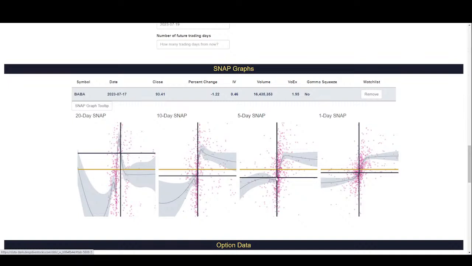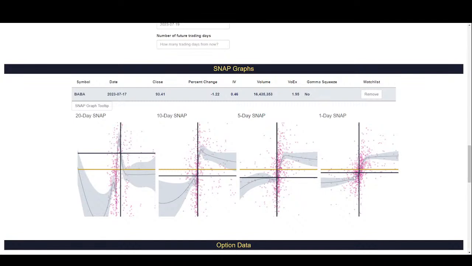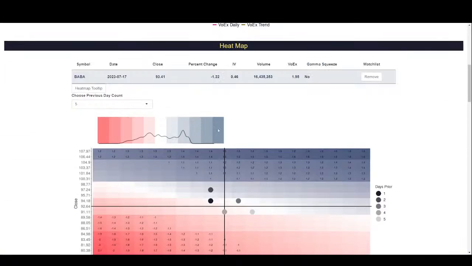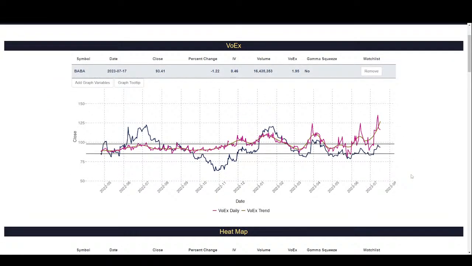So Aaron asks, so spikes are a short-term bearish outlook? We said this yesterday in the stream. Voex spike is usually provoked by excessive movements. It indicates extreme resistance and usually resolves to the downside, usually short term. So this really lines up exactly with what the snap graphs are telling us. It's a Voex spike, so I'd be near term bearish, but long term, the snap graphs are expecting Voex trend to be able to remain in the inhibition zone, which could lead to bullish price action in the future.